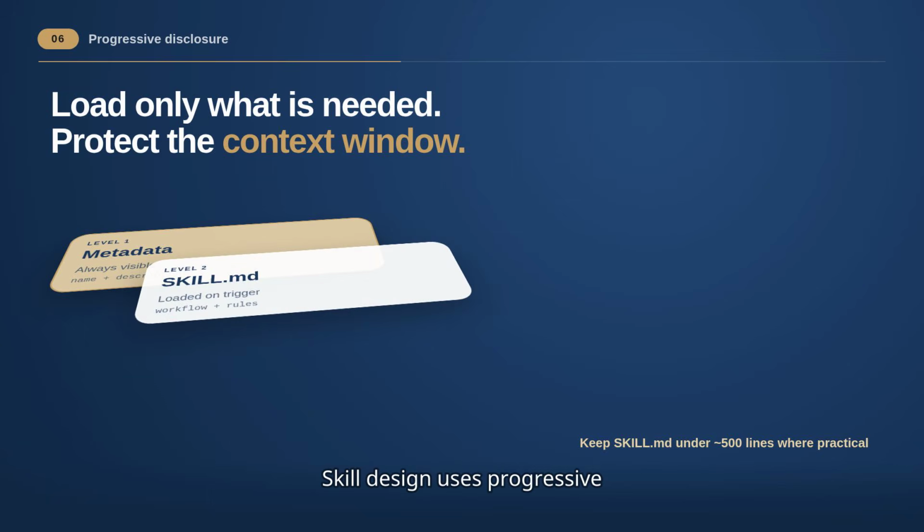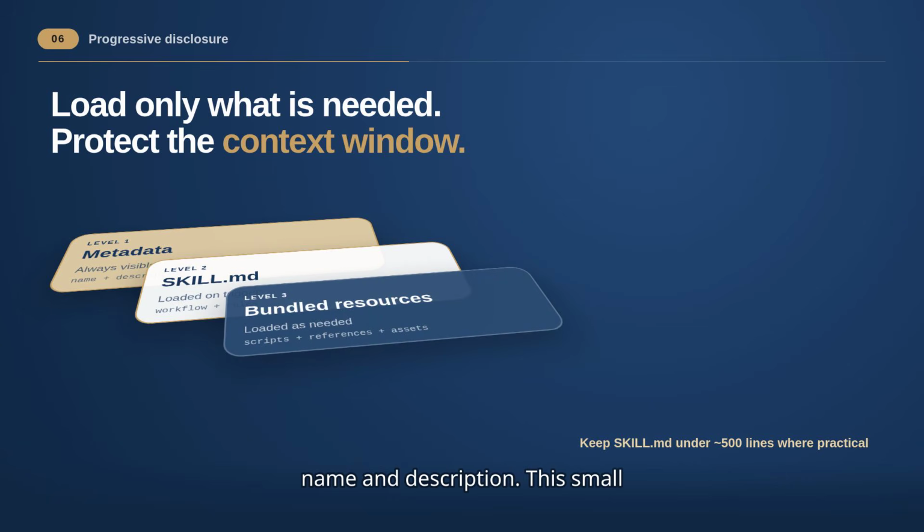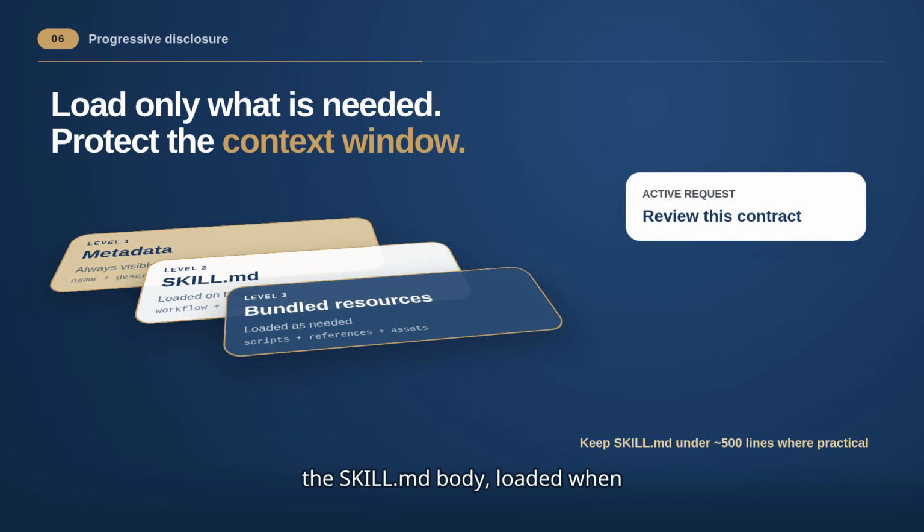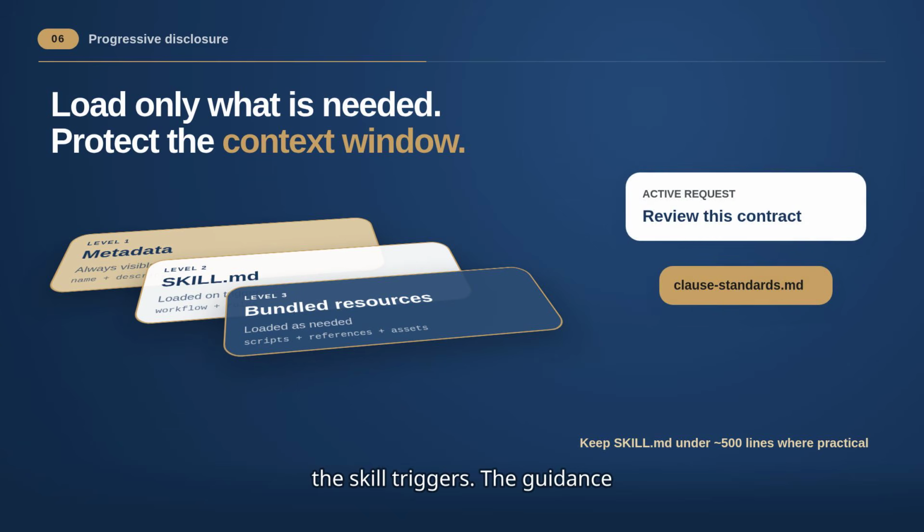Skill design uses progressive disclosure. Level 1 is the name and description. This small metadata layer is always visible and helps Claude decide whether the skill applies. Level 2 is the skill.md body, loaded when the skill triggers. The guidance suggests keeping it under roughly 500 lines where practical. Level 3 contains bundled resources, loaded or executed only as needed. This is why a large policy manual belongs in references, not inside the main instruction file. If a reference exceeds about 300 lines, add a content section so Claude can navigate it efficiently.